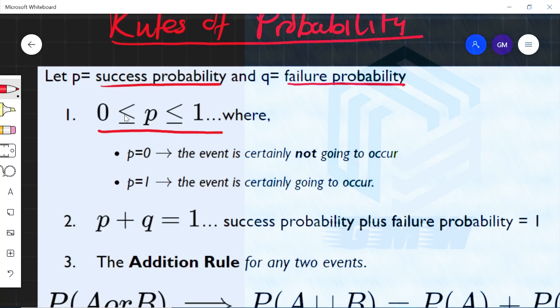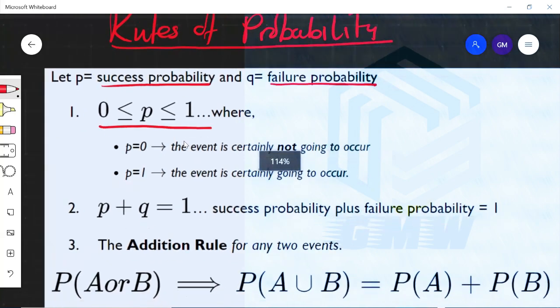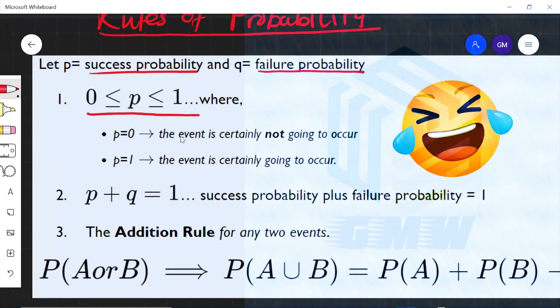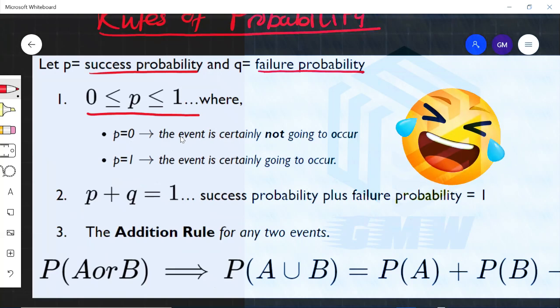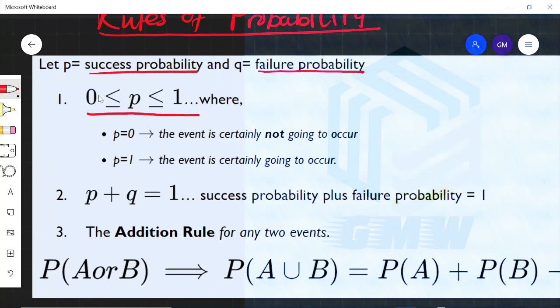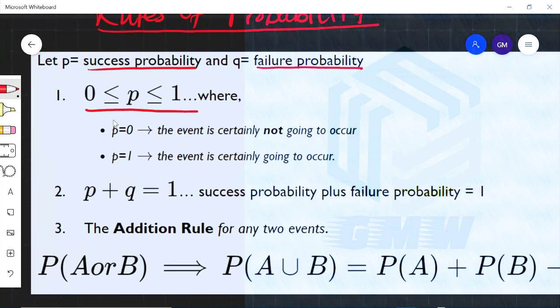So you cannot get an answer 5 in an exam and start celebrating, saying, I did it. It's a lie. All the answers of probability should be between 0 and 1 inclusively. By that I mean, if you get a probability 0, it means you are certain that the event will not occur.